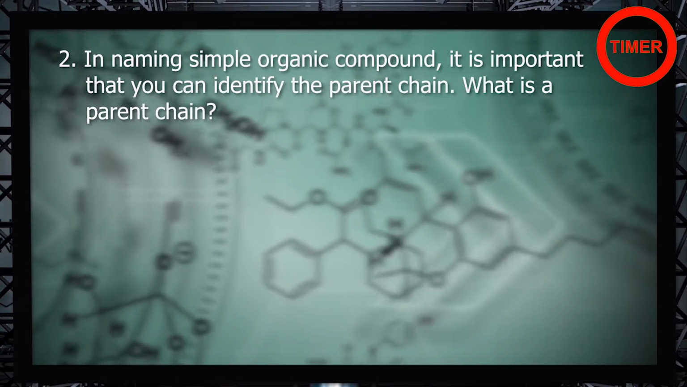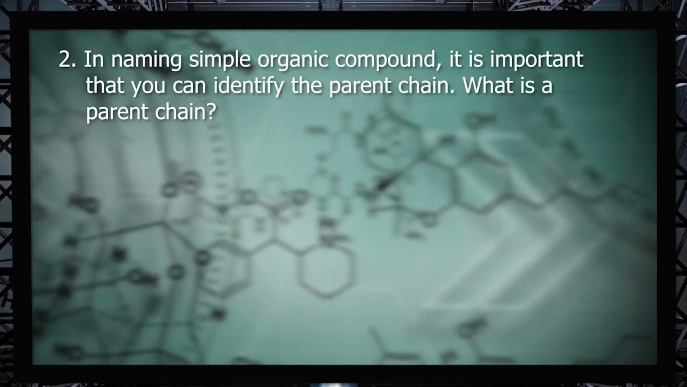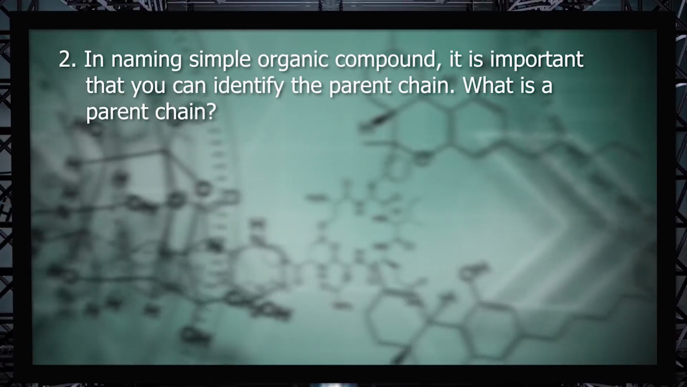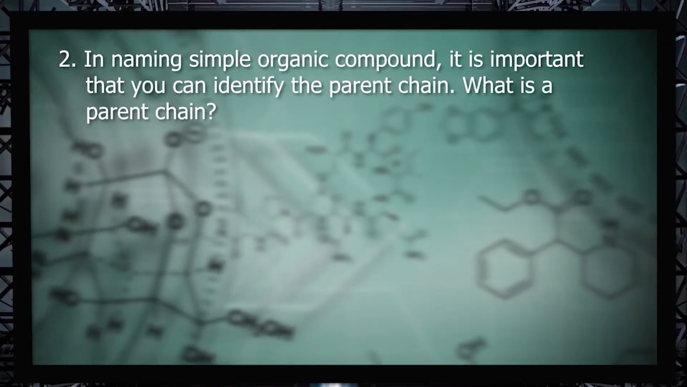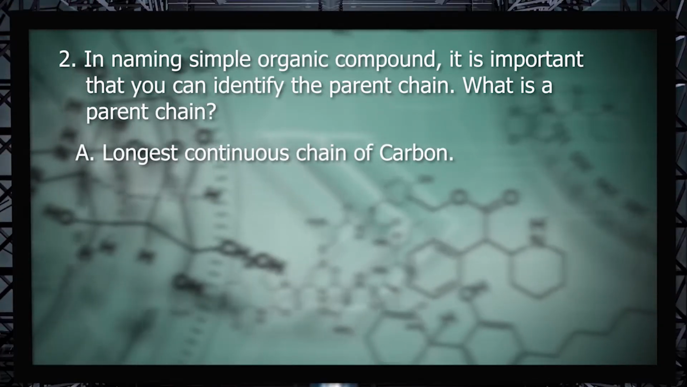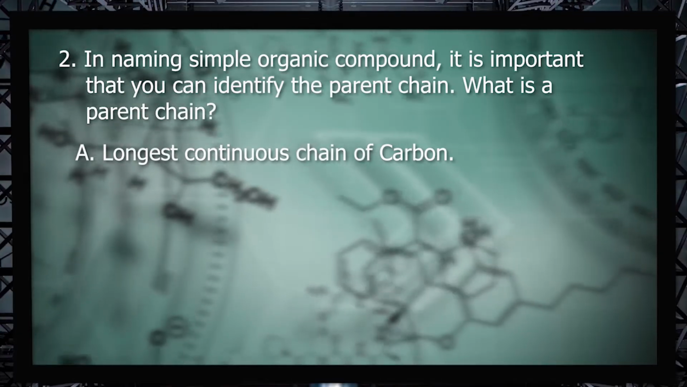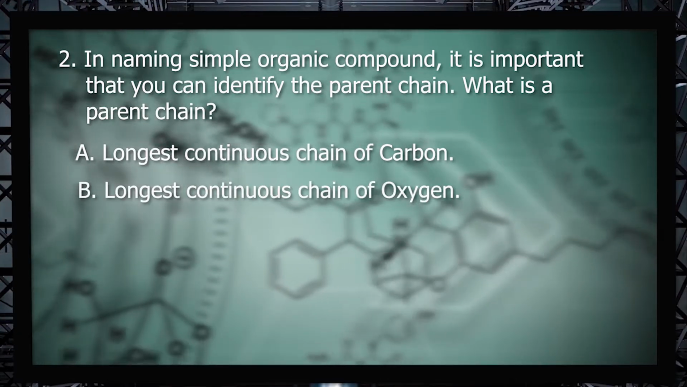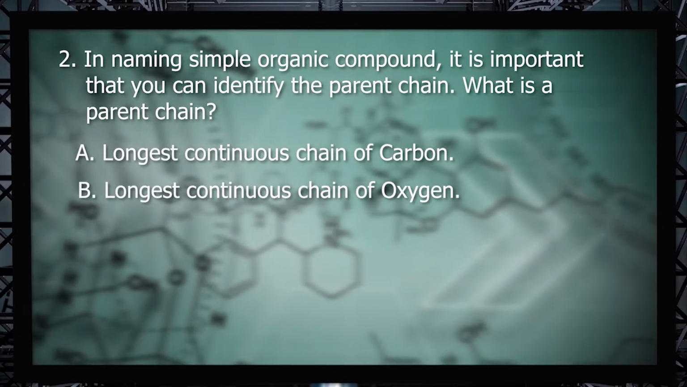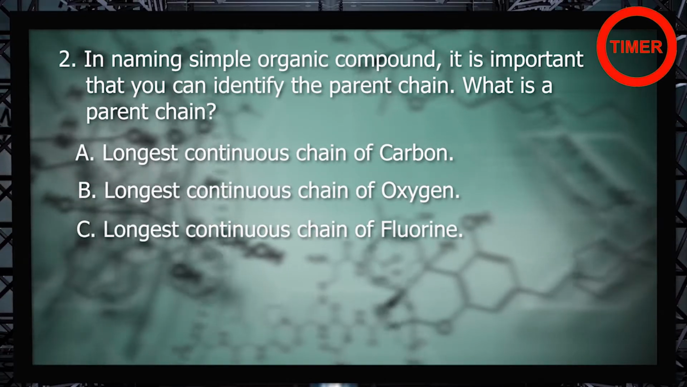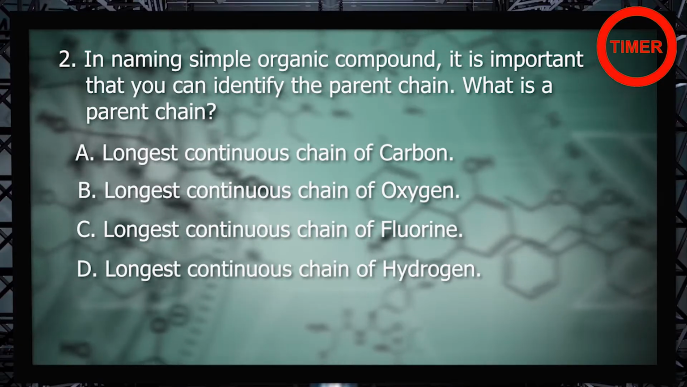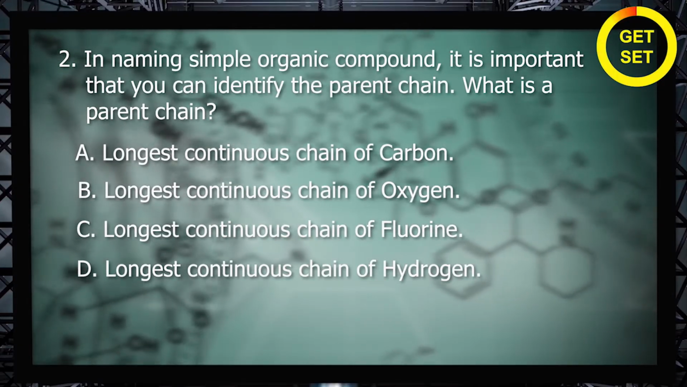Number 2. In naming simple organic compounds, it is important that you can identify the parent chain. What is a parent chain? A. Longest continuous chain of carbon. B. Longest continuous chain of oxygen. C. Longest continuous chain of fluorine. And D. Longest continuous chain of hydrogen.